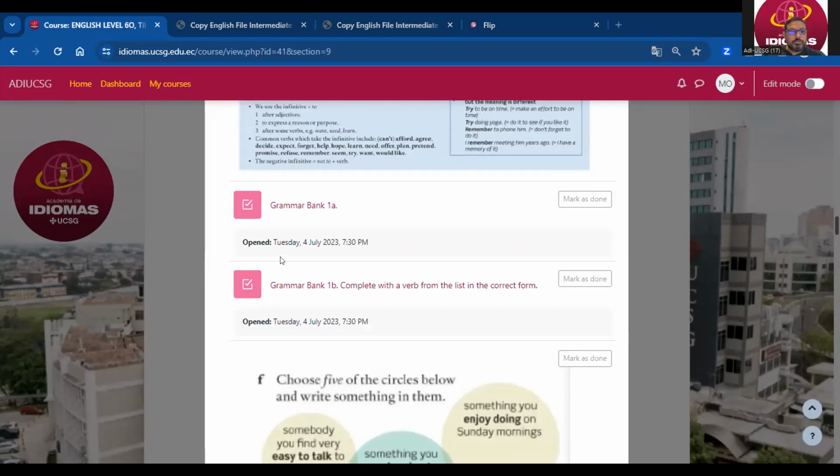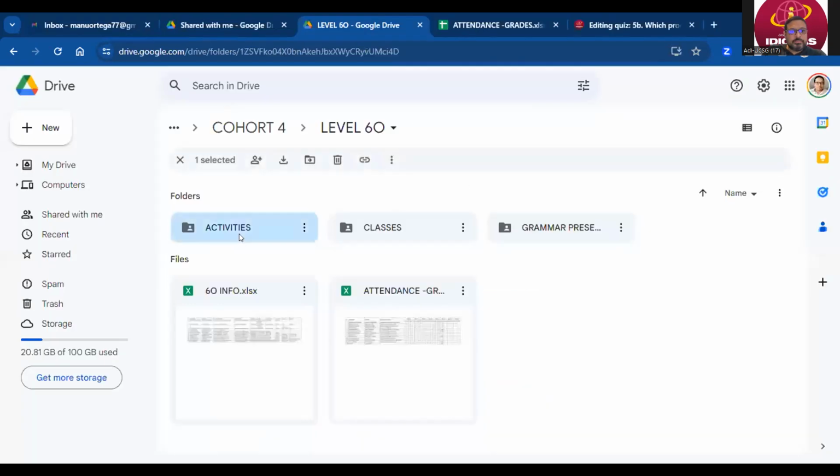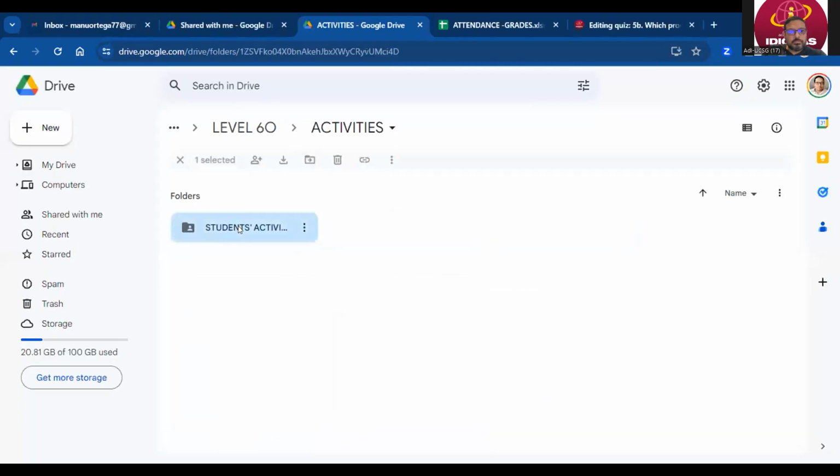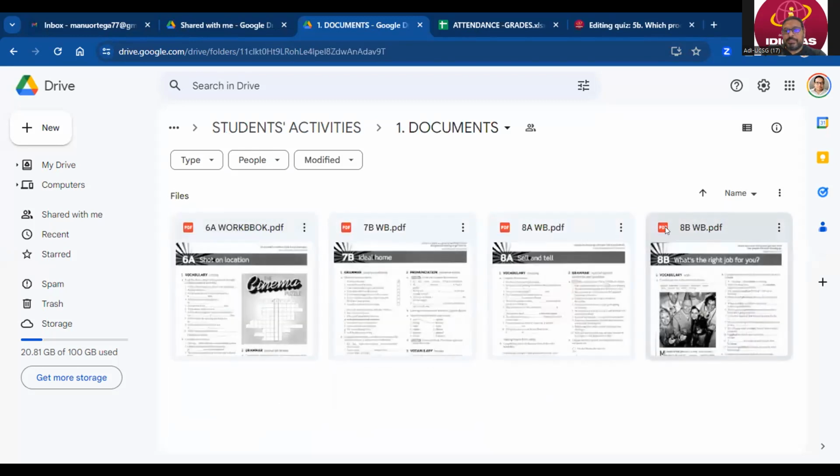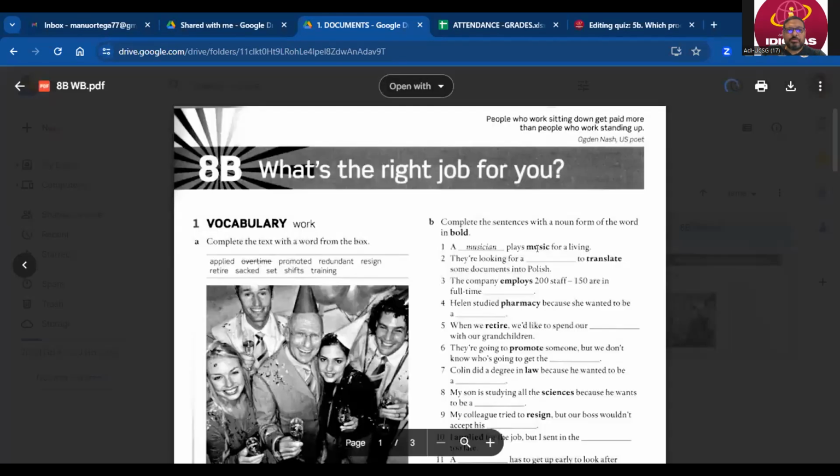On your Drive folder, you're going to find, you know, that you have the folder number 1 documents where I upload what we have to work on. On this one, you have this 8BWB, 8B workbook. On this document, we're going to work.